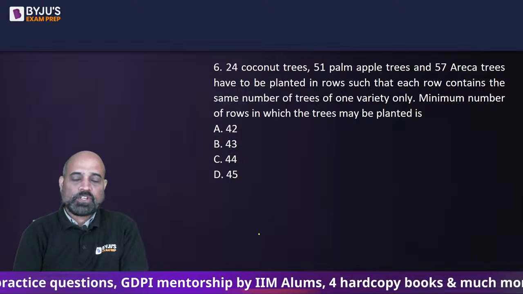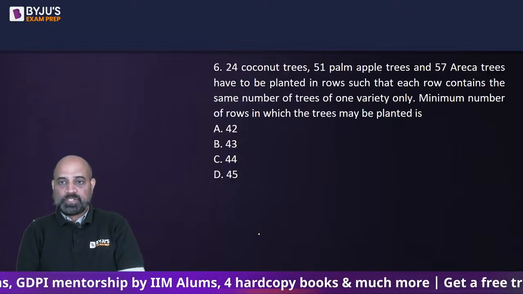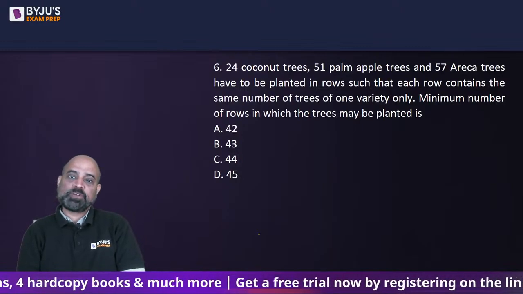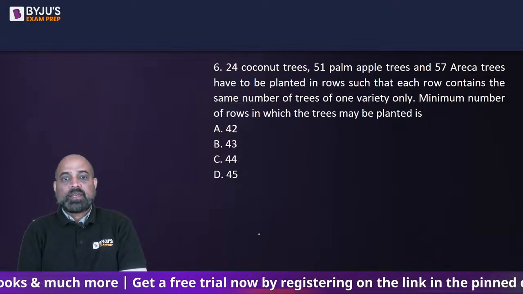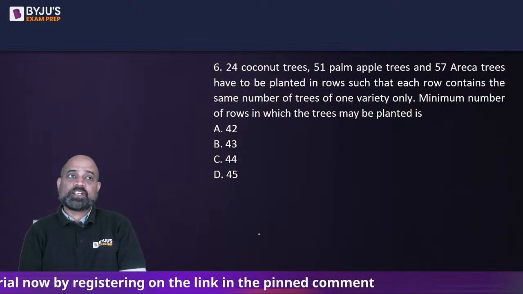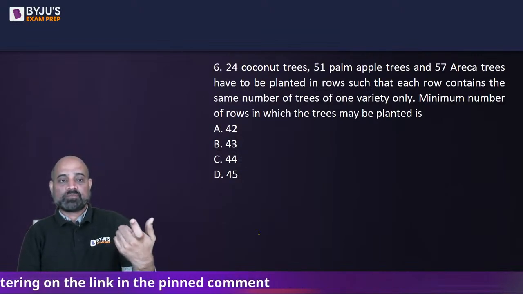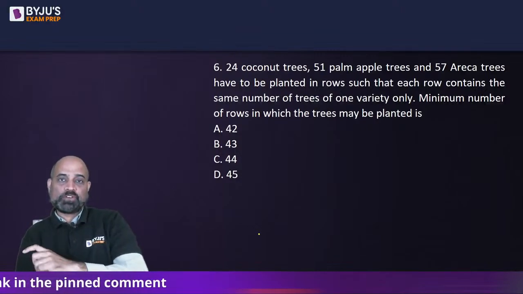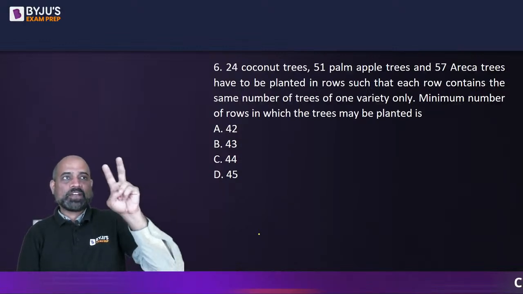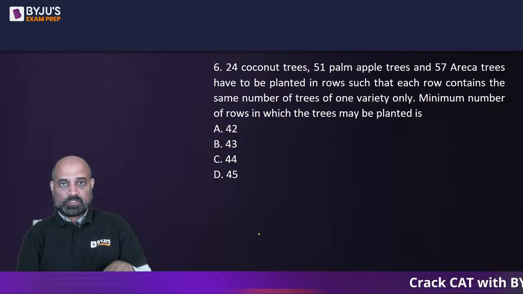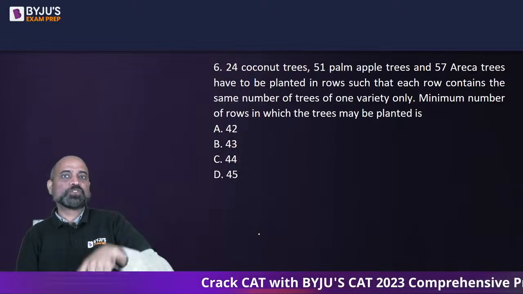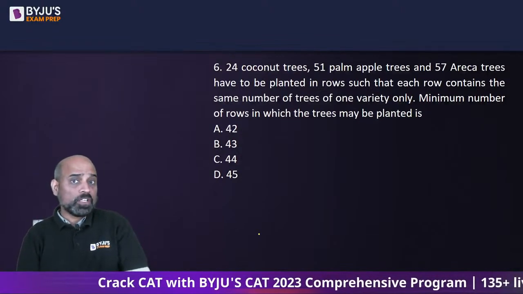Next, 24 coconut trees, 51 palm trees and 57 areca trees have to be planted in rows such that each row contains the same number of trees of one variety only. Minimum number of rows in which the trees may be planted is. Since we need to find out, in a row, you need to have an equal number of trees. So I can write 24 as 2 into 12, let's say, which would mean I will have only 2 rows with 12 coconut trees. But 51 palm trees, if I try to distribute them in that way, I will not be able to have 12 trees because 57 is not in the table of 12.